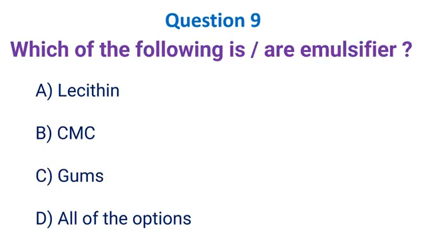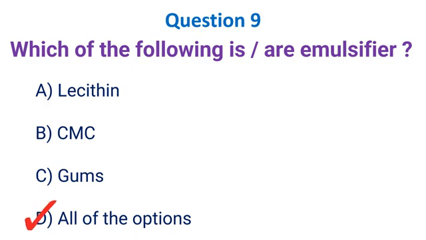Question number 9. Which of the following is or are emulsifier? Options are option A lecithin, option B CMC, that is carboxymethyl cellulose, option C is gums, option D is all of the options. Correct answer is option D, all of the options.